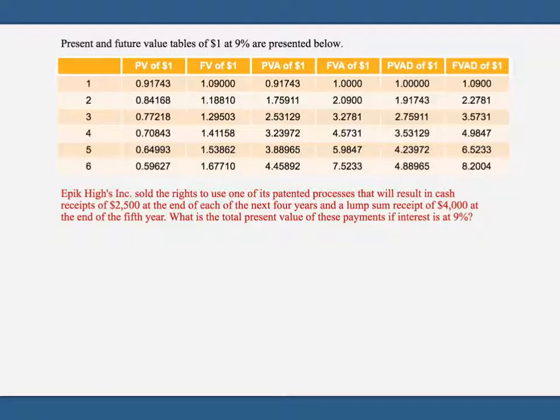So let's look at a couple things in the problem. We can see there's going to be $2,500 receipts at the end of the next 4 years, and then a lump sum receipt of $4,000 at the end of the 5th year. We want to know the total present value of all of these payments, with interest again being at 9%. So this is what we call a problem that's looking for the present value of mixed cash flows. And we call it mixed because we're looking for not only the present value of multiple payments, but also the present value of one single lump sum.